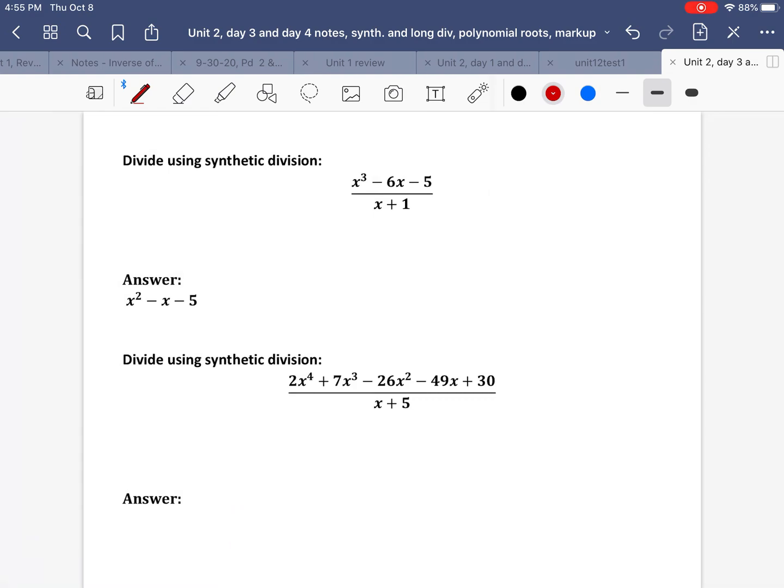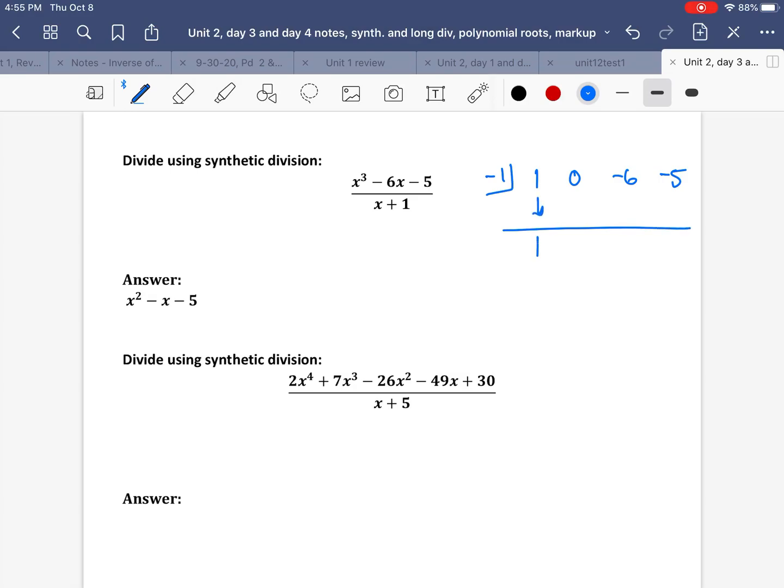So this I'm dividing by x plus 1. So remember, I'm going to put a -1 in the little box. Now I am missing some terms. I have x to the third, so there's a 1x to the third. I'm missing x squared, so remember that I put a 0 for that. And then I have a -6x and a -5. So leave a little space, draw a line.